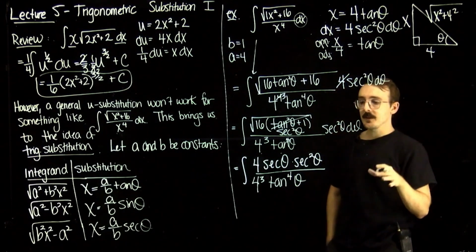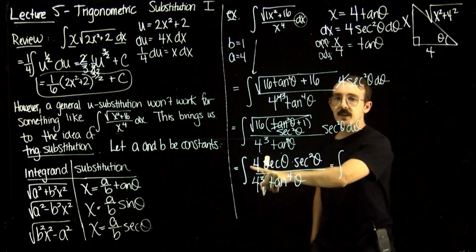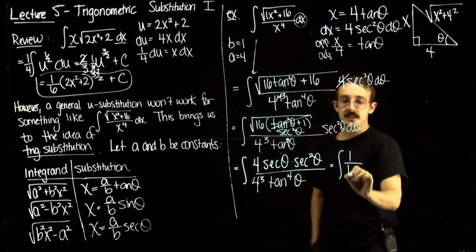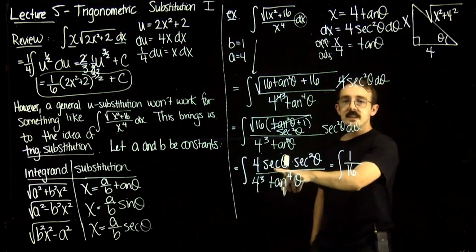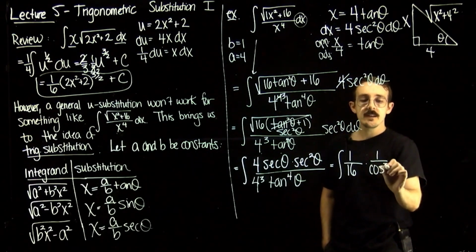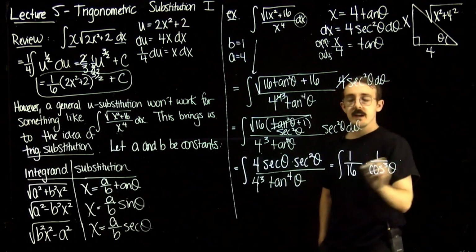Okay, so now what I'm going to do is I'm going to rewrite this a bit. So first I have 4 divided by 4 to the third, which is 1 over 4 to the second, but that's just 16. I have secant cubed. That's the same thing as 1 over cosine cubed, right? Secant is 1 over cosine, so I have 3 of those.